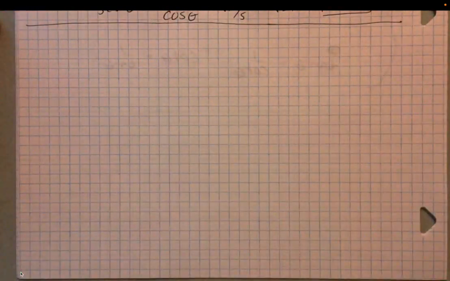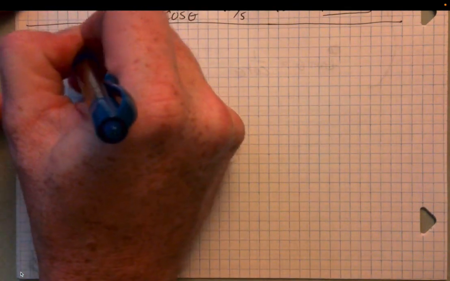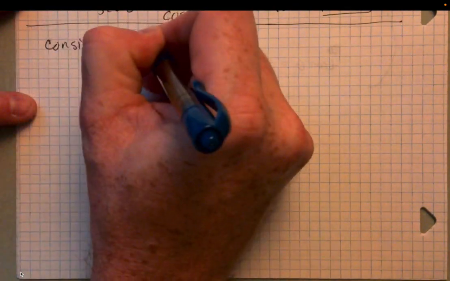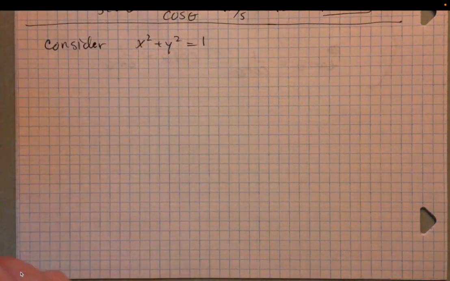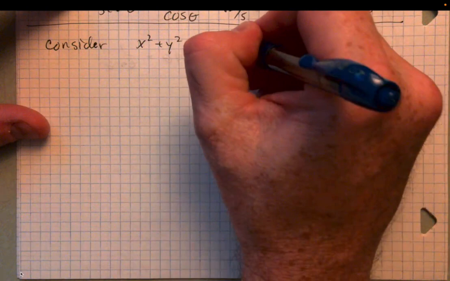Okay, let's talk about another very famous identity. Let's derive this a little bit. Let's consider x squared plus y squared equals 1 of the unit circle. This is the equation of the unit circle.